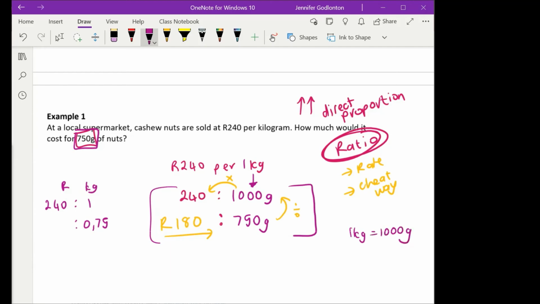And then because we're writing it as a ratio, we can do our cheat method that we learned in our first lesson. You divide up, so 750 divided by 1,000, and then we times over, times 240, and that will give us our answer of 180.